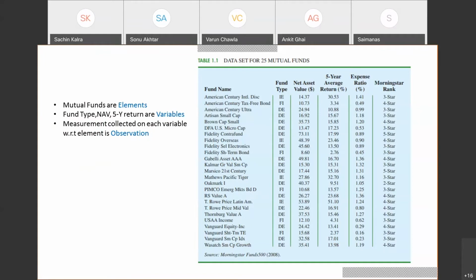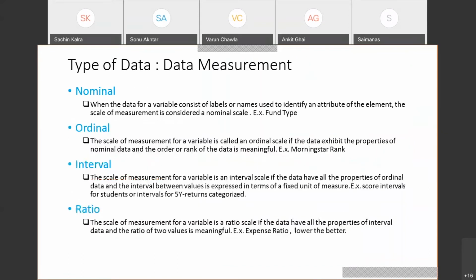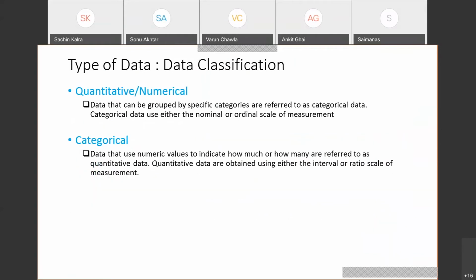Now, another type of data is categorical. In categorical, we have categories. For example, in fund type, we have categories, right? And for this rank also we have categories, but with an order. Okay. So this was all about the type of data, the type of scales we used, what kind of data is there, and what is statistics. This is how it works so far.